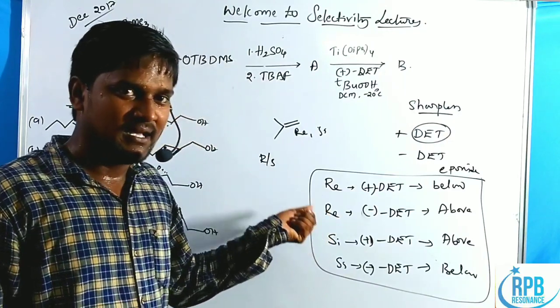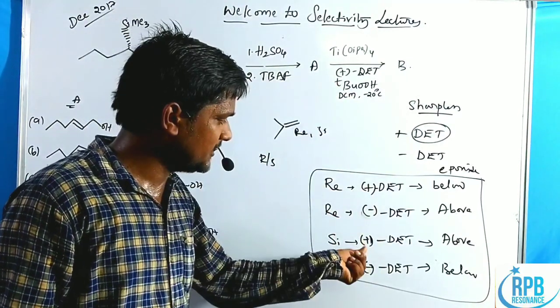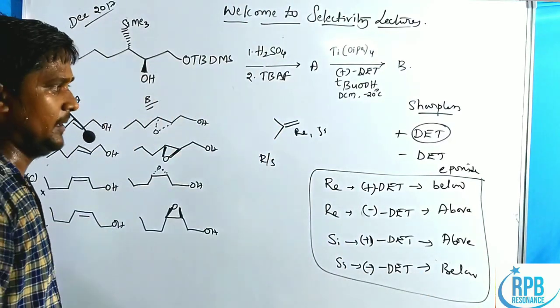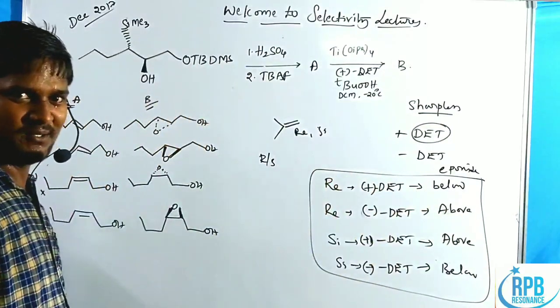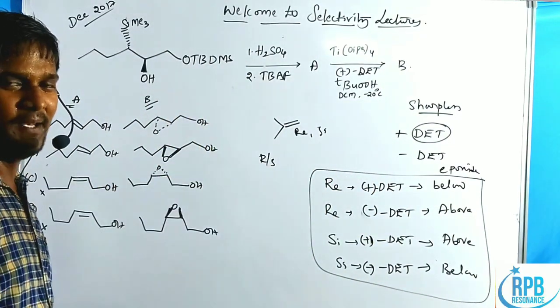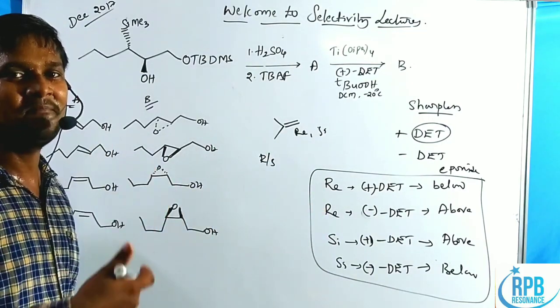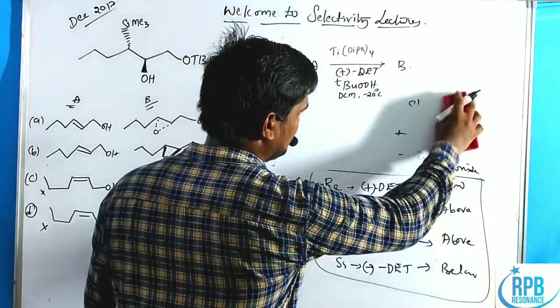So if our allylic alcohol is Si face, and they are given in the plus delta, that means Si plus delta, we will get the above the plane alcohol. Generally, Re plus is below the plane; that is enough to remember all the things. Re plus below the plane, that means Re minus above the plane. So Re plus is below the plane, Si plus is above the plane. So very easy to remember all these topics.